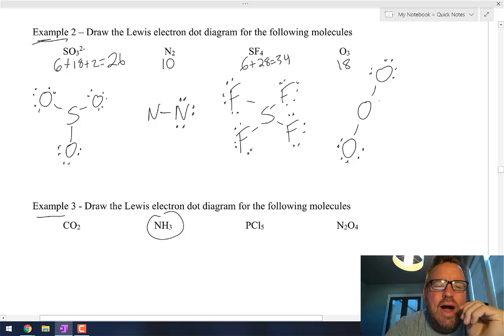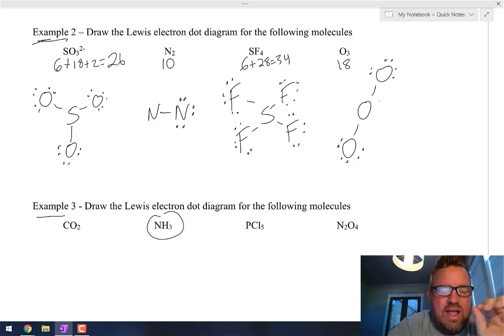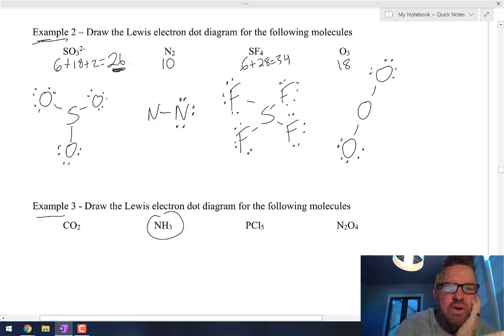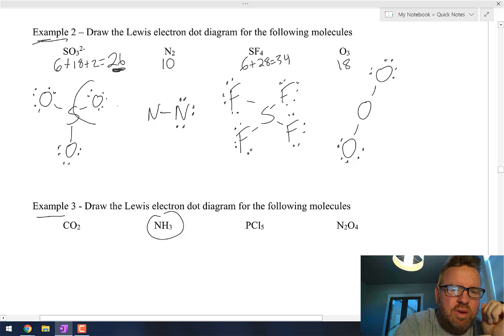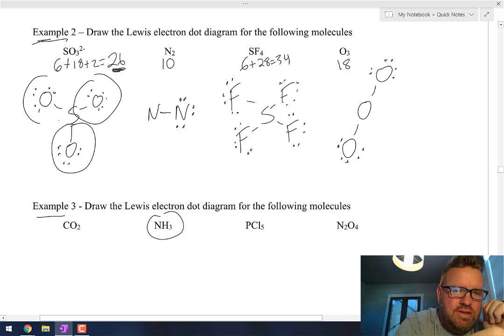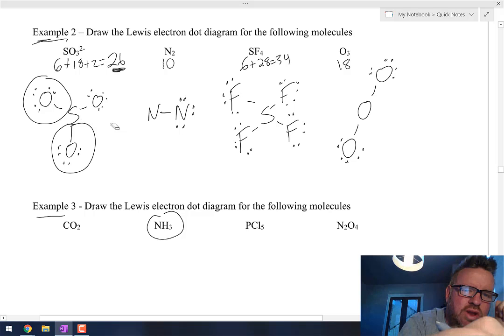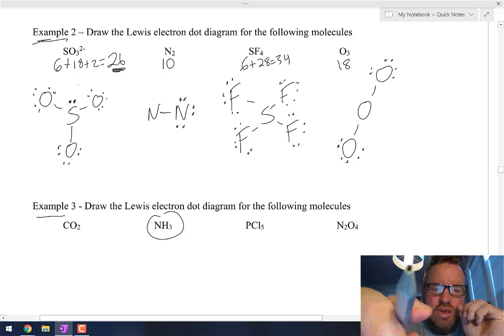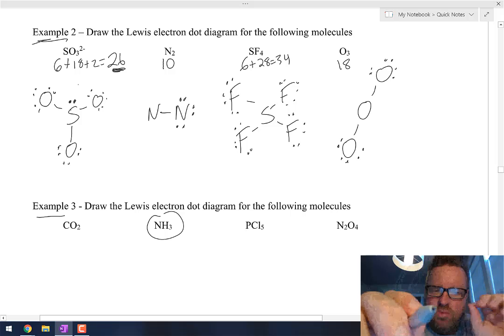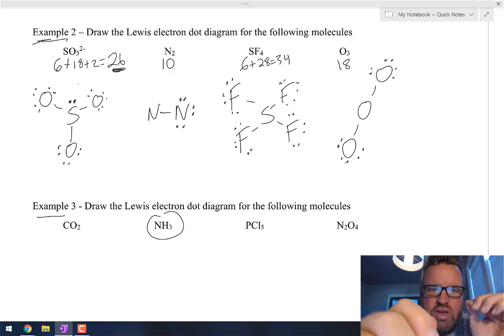Okay, the next step says that if electrons are left over, you must place them on the central atom. So I have 26. Real quickly, 8 times 3 is 24. I've used 24. Remember, 8, 8, and 8 makes 24. So I've used 24. I have 2 left over. Where do they have to go? They have to go on the central atom. Okay, don't mix these last 2 steps up. They're really, really important to making sure you get these right.